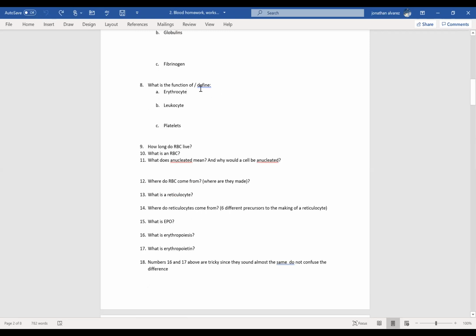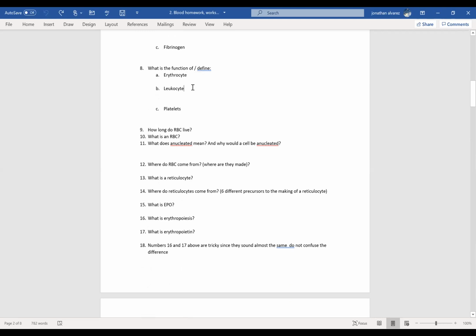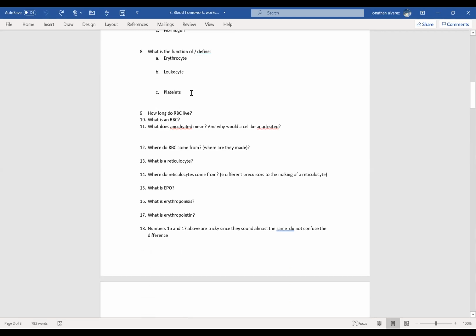Erythrocyte is a red blood cell. Leukocyte is a white blood cell. Erythrocytes help you carry oxygen. Leukocytes are white blood cells that help defend you. Platelets help with clotting.